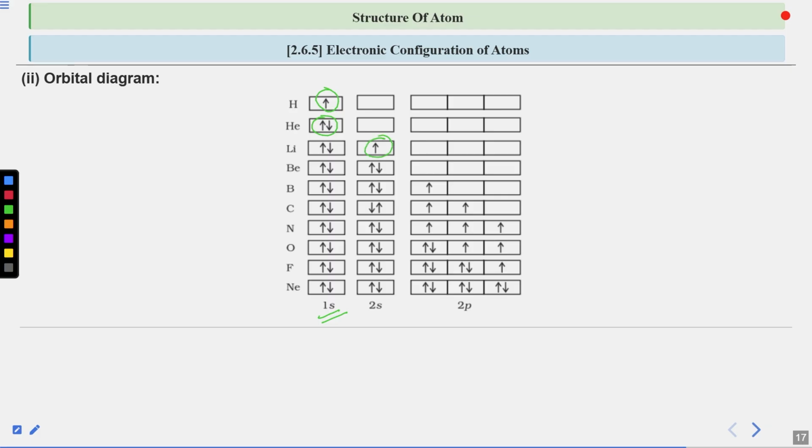Why are we keeping it in the 2s? Because after 1s, 2s has the lowest energy. Yes, there are always questions from this part of electronic configuration. Then coming on to beryllium, which has 1 more electron. So we put it here. Now we have filled the 1s and 2s up till beryllium. What about boron? For boron, we will now move on to the 2p, because 2s and 1s are already completely filled. In this way, you will go on filling the atomic orbitals and you will get the orbital diagram.